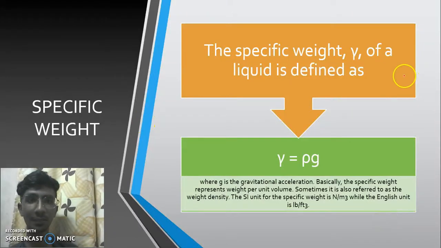Specific weight will be denoted with this symbol. The specific weight of a liquid is defined as density times the gravitational acceleration. So the SI unit for specific weight is Newton per meter cube, while the English unit will be lb per feet cube.